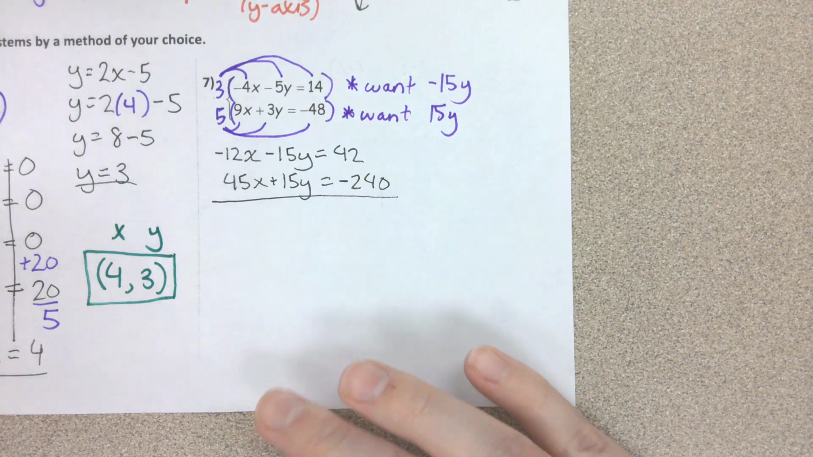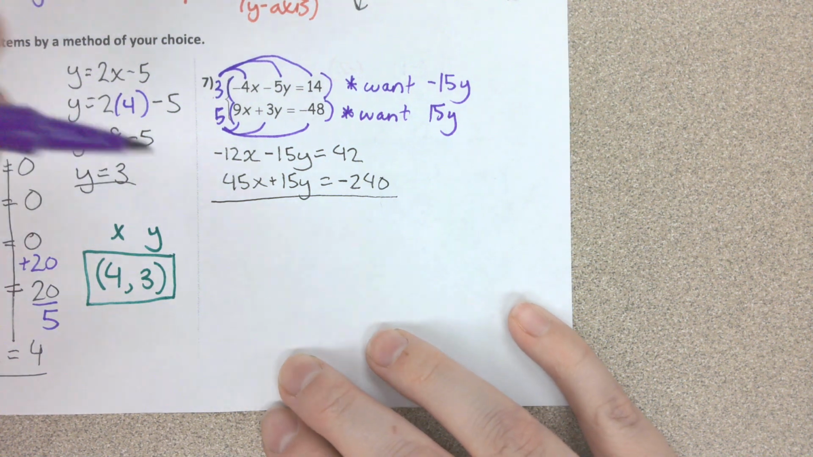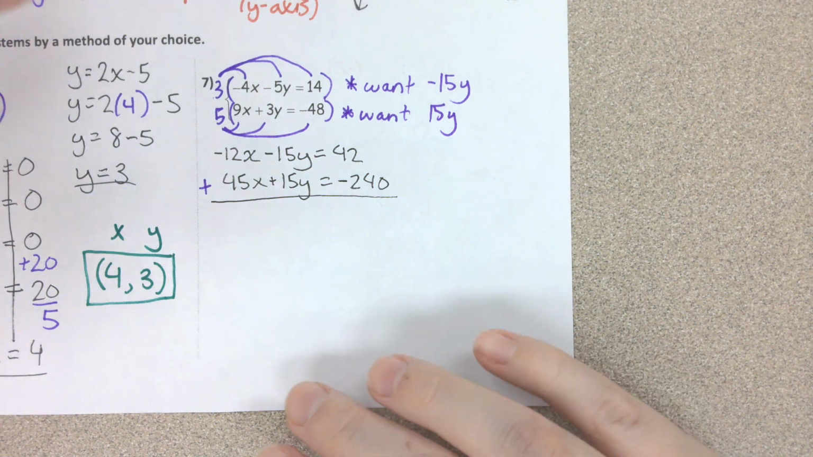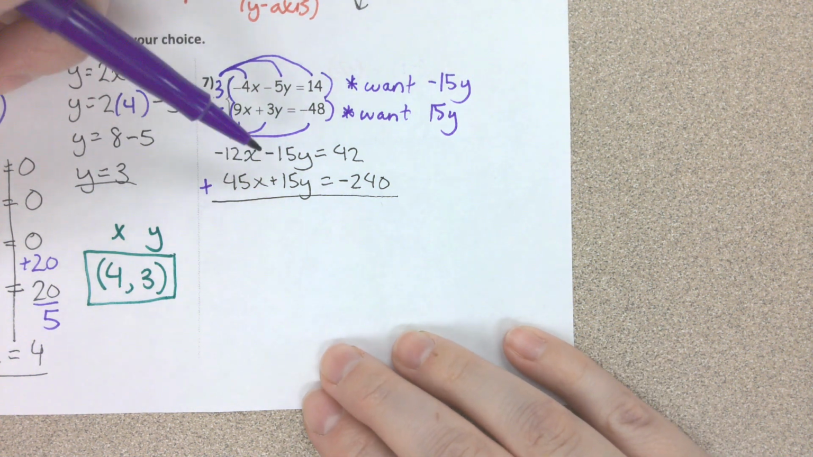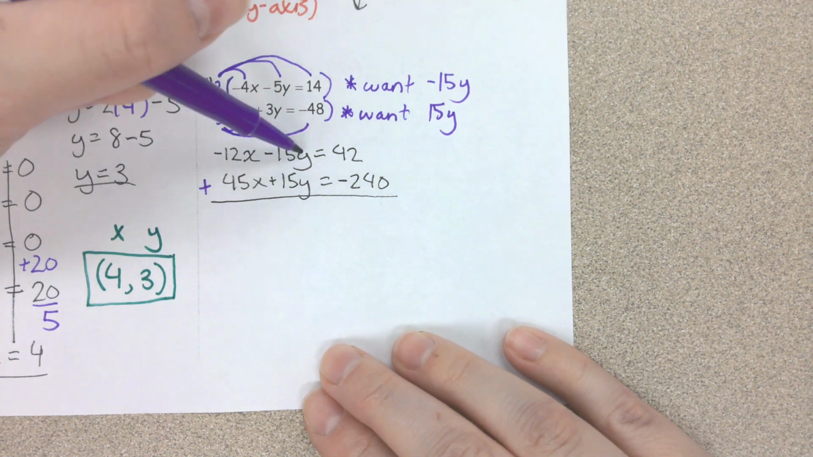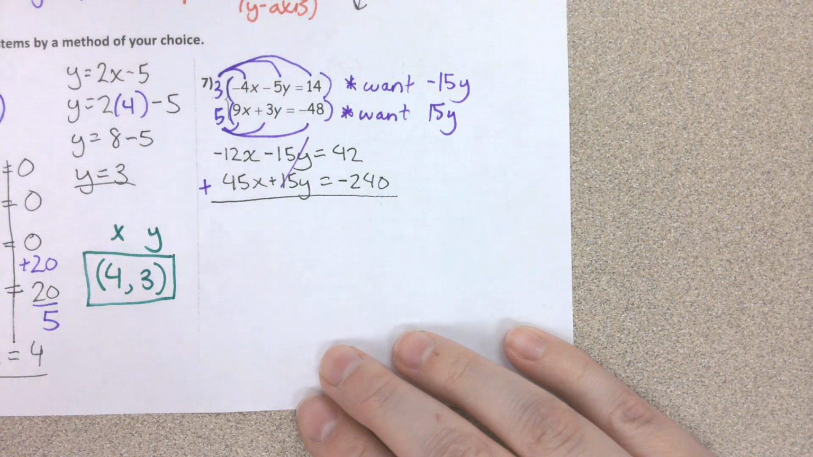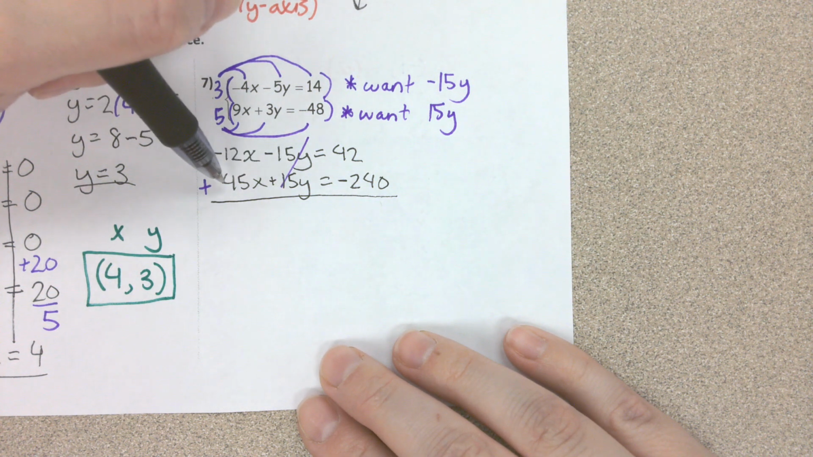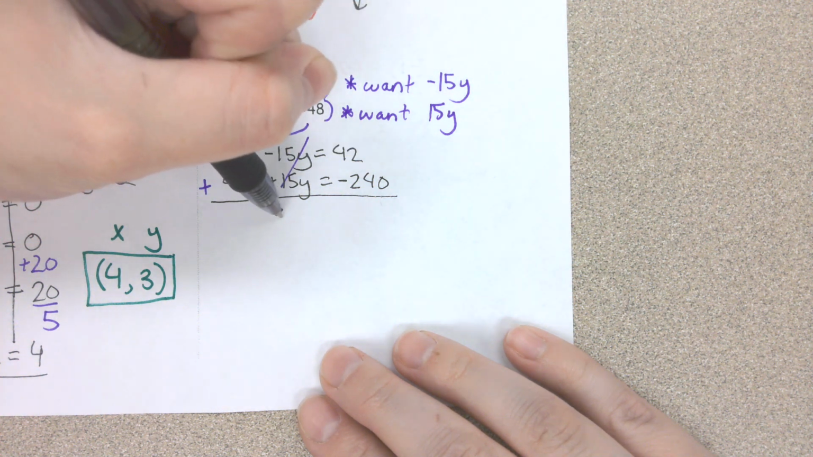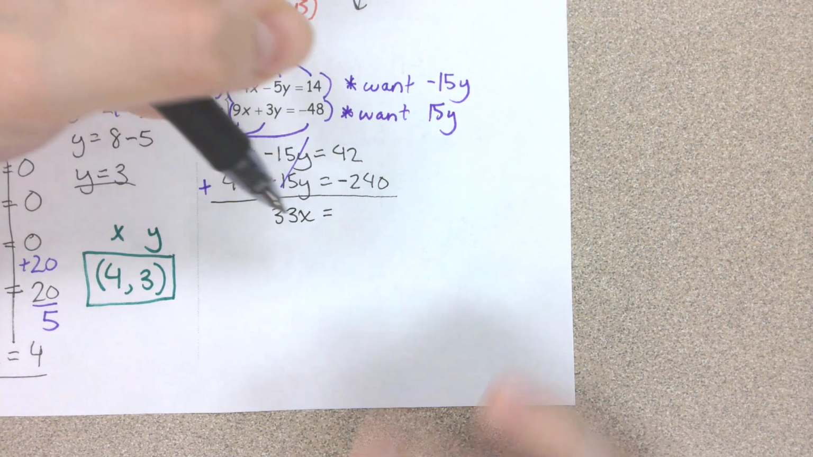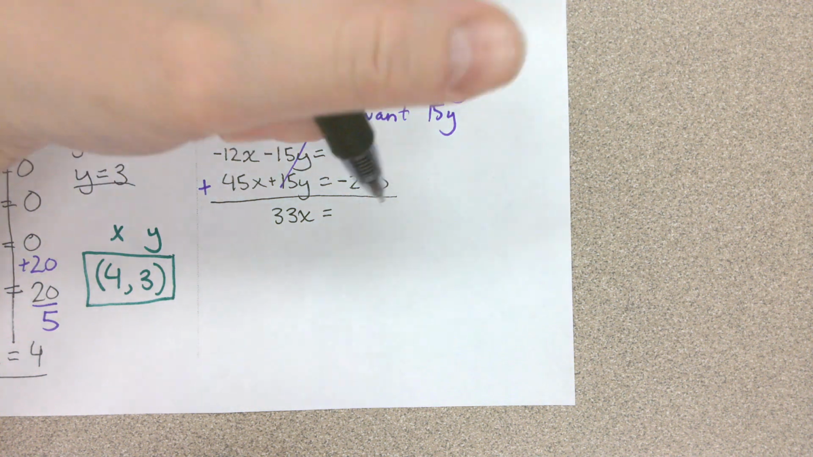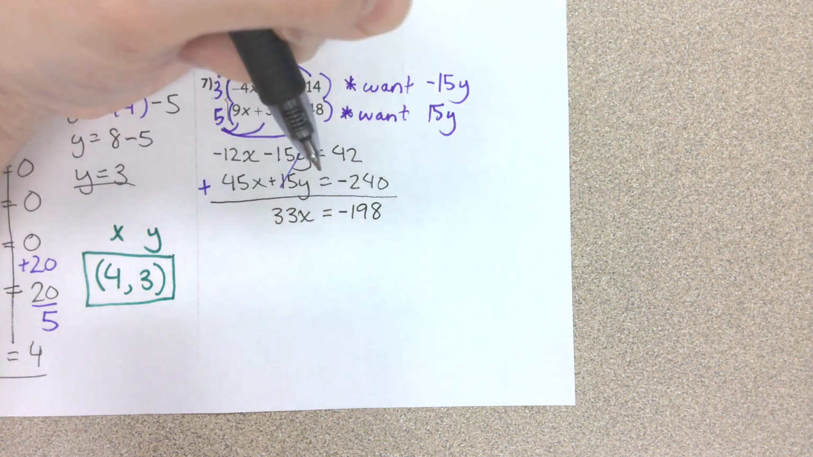All right. Now, reminder, you add the equations. I have some students that like to subtract. First off, I know the y's are going to cancel because I have a negative 15 and a positive 15. So let's go ahead and take care of that. Now we have negative 12 and positive 45, which that's going to be 33x equals, and then 42 minus 240. That's going to be negative 198.